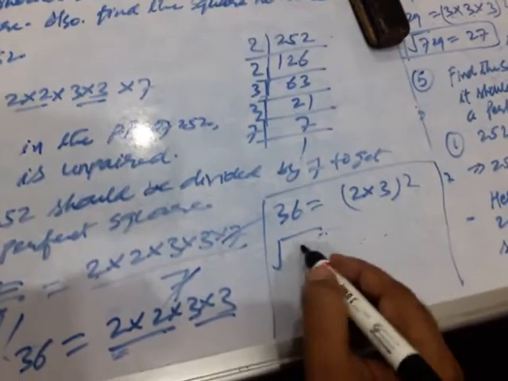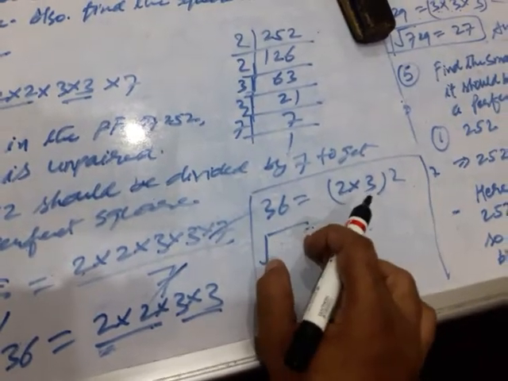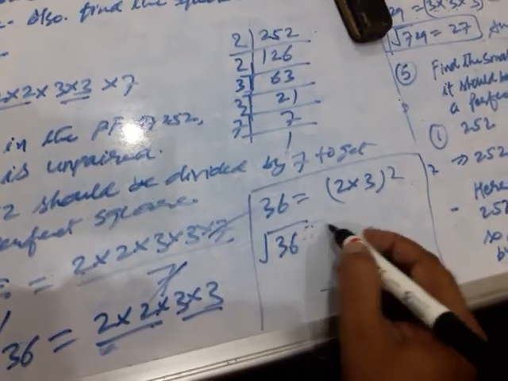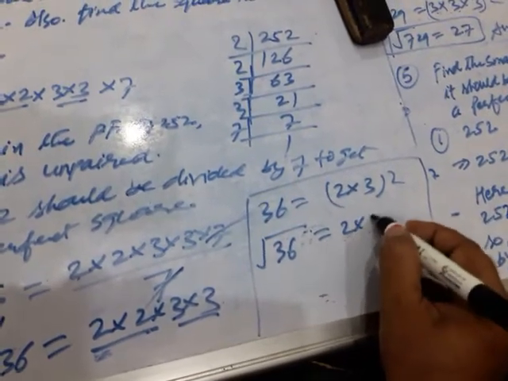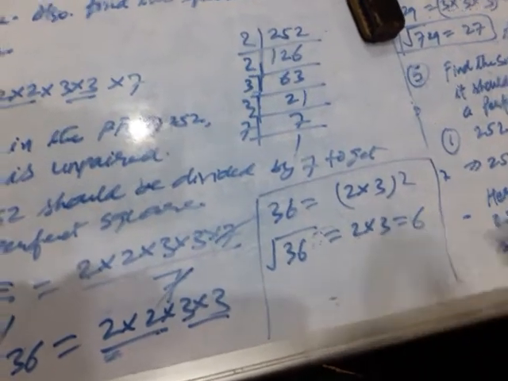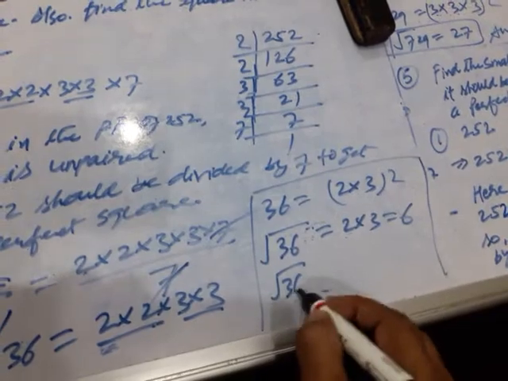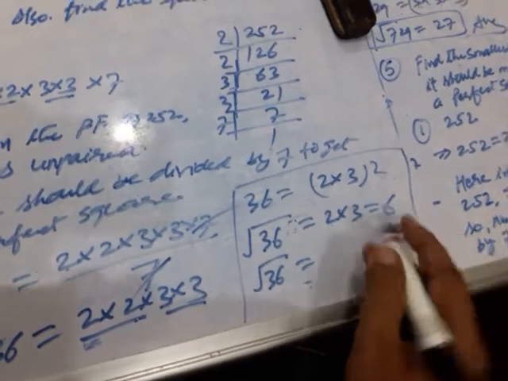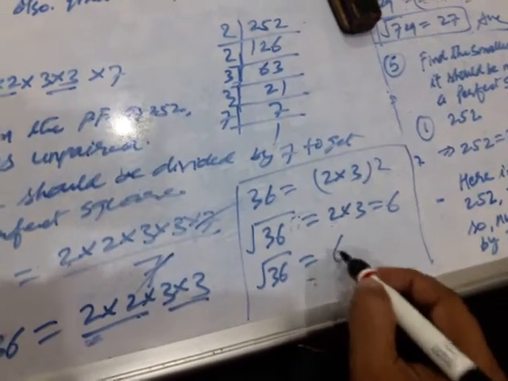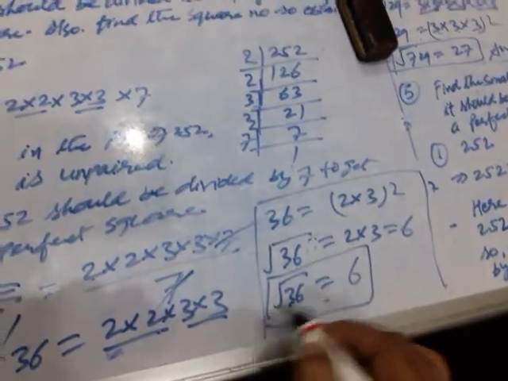So as soon as we put the square root over here, root 36 equals 2 into 3, that is 2 threes are 6. Under root 36, the square root of 36 equals 6, we got. Okay children, so this is how we find out.